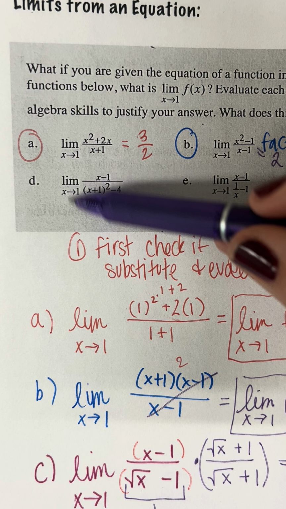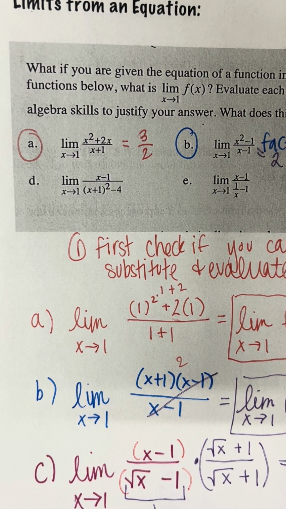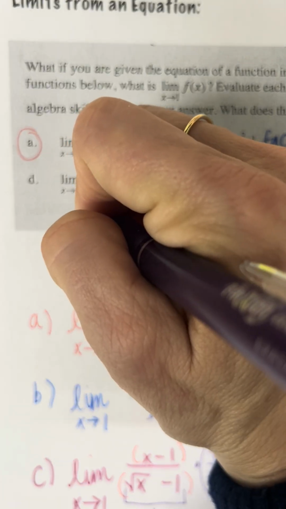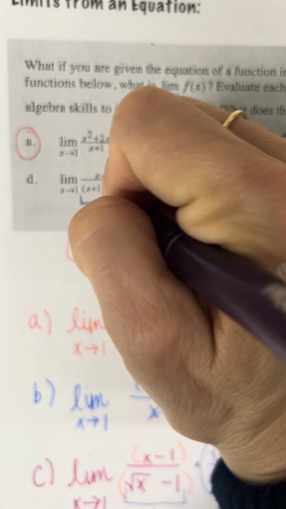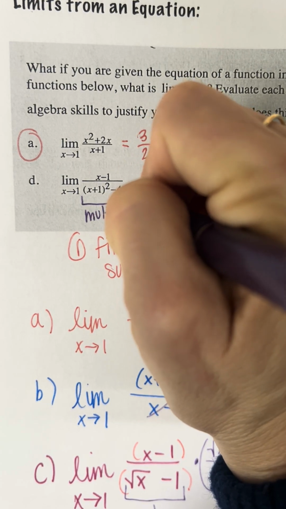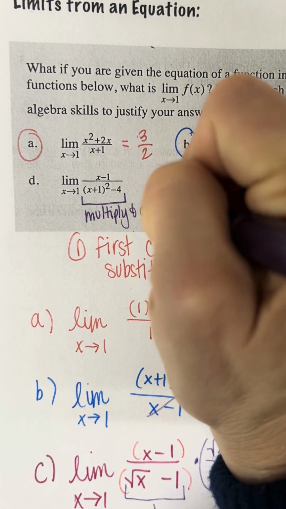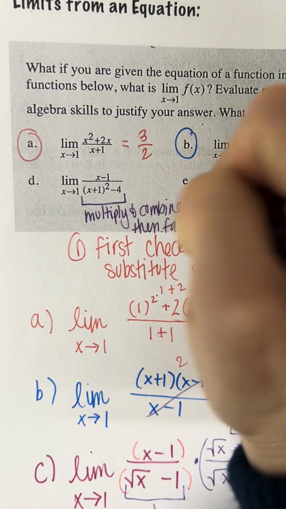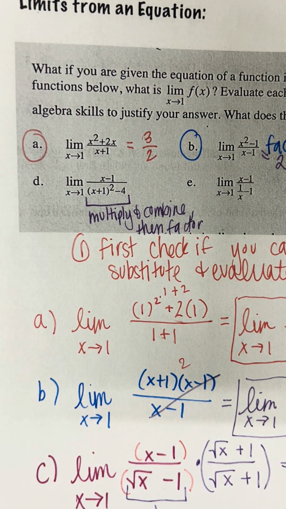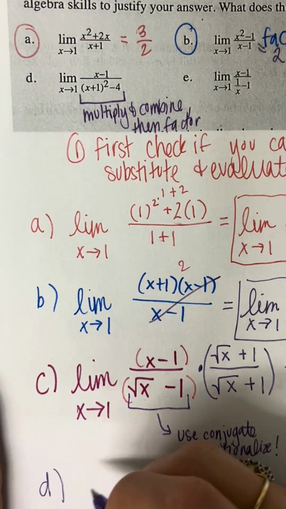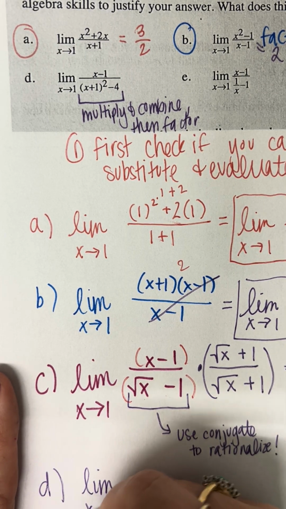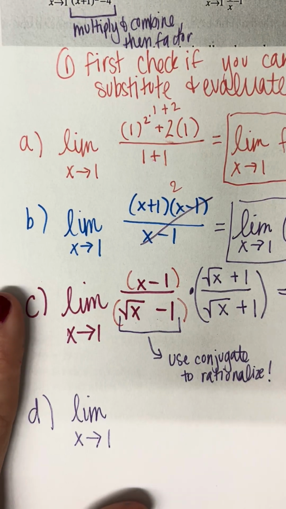So what I would recommend on this one is it's going to be factor, like letter B, but we first have to unfactor. So first you want to multiply and combine, and then factor. Okay, so just think we want to have all one thing that we can work with down here on the bottom. So let me go ahead and copy this, limit as x approaches 1 again.